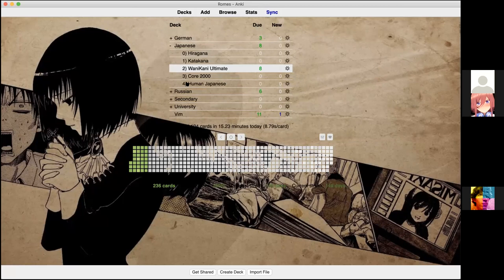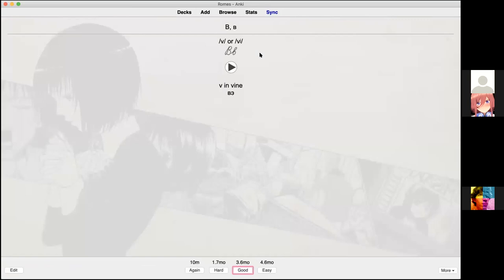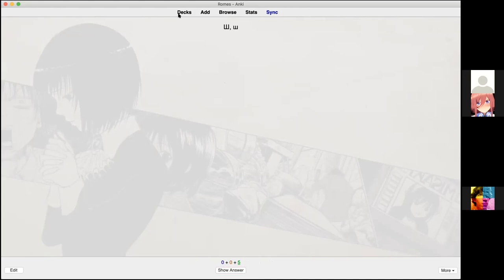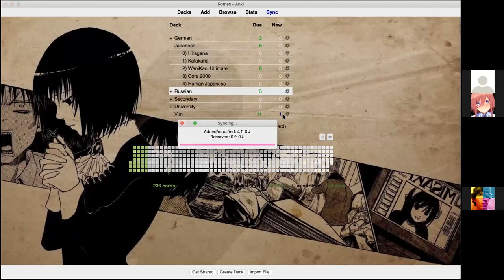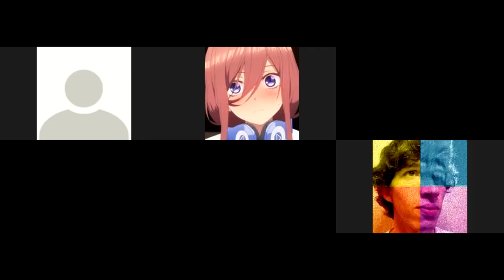When you start seeing it for a longer time, for example this one, the next time it'll show me the card. If I say it's good, it'll be in 3.6 months. So it's nice. Basically, if someone wants me to explain the spaced repetition system and the whole Anki thing, I will.